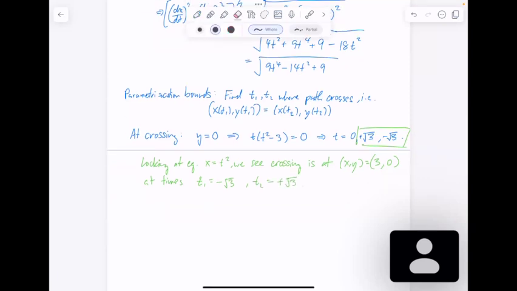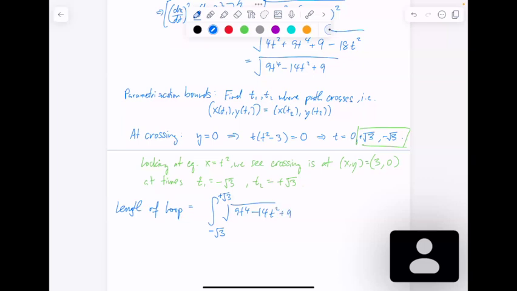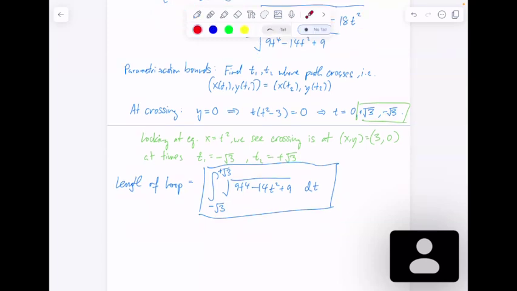So this means that the length of your loop is equal to the integral from minus root 3 to plus root 3 of the square root of 9t to the fourth minus 14t squared plus 9. All right, so that's the setup of your integral. Any questions?